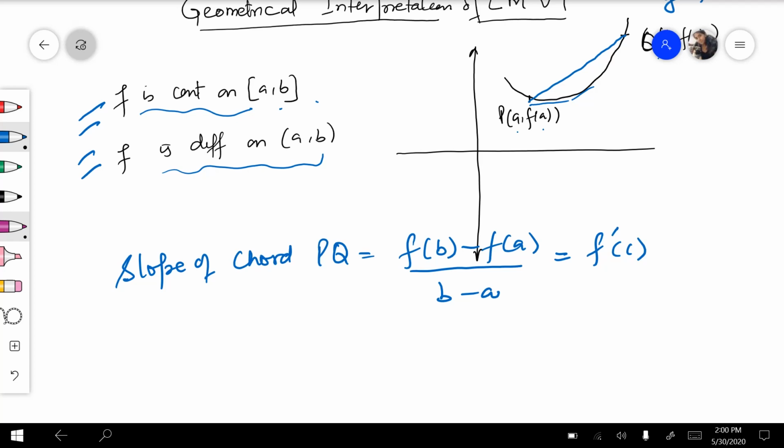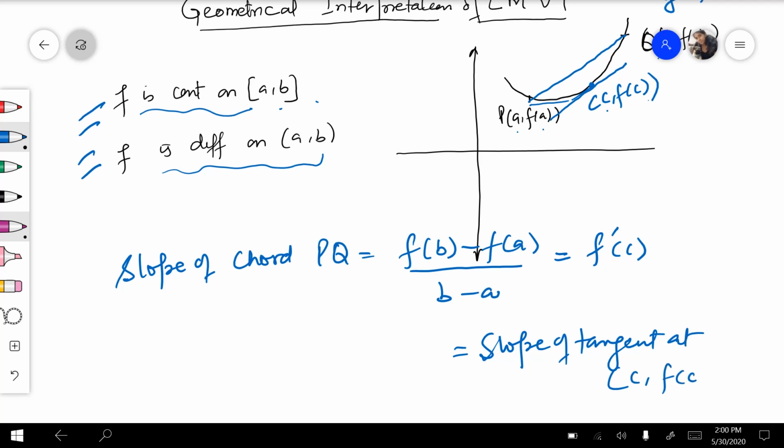That means we will get a point (c, f(c)) on this curve at which the slope of the tangent is equal to the slope of the chord. That means this is equal to the slope of the tangent at (c, f(c)). So that means Lagrange's mean value theorem जो है वो हमें मदद करता है उस पॉइंट को लोकेट करने में जिस पे टेंजेंट जो होगी that will be parallel to the chord.